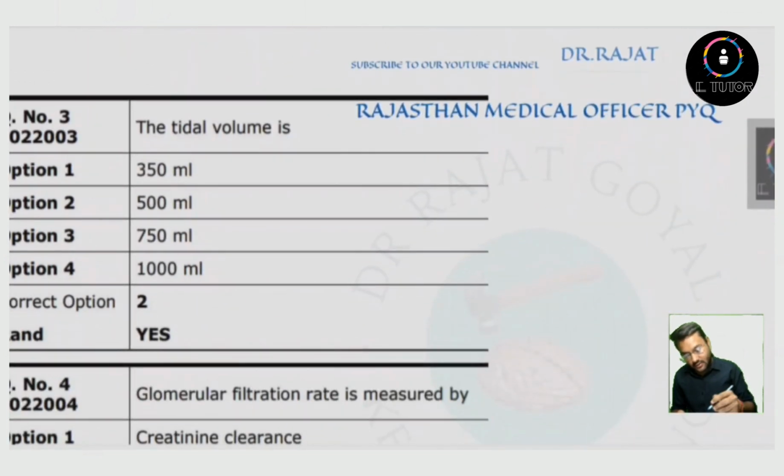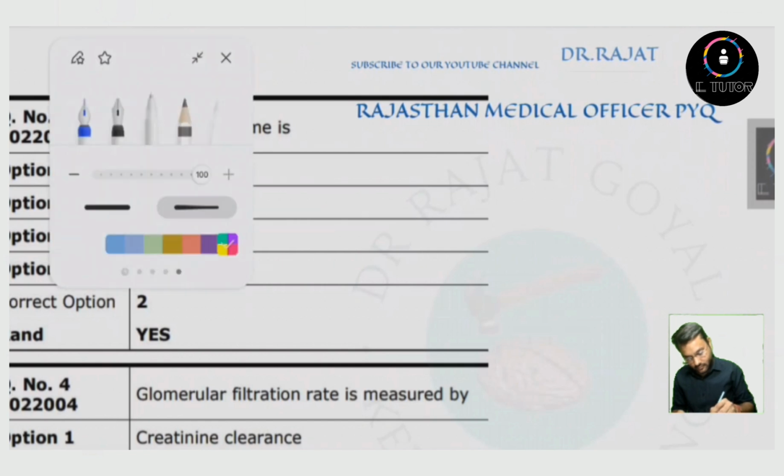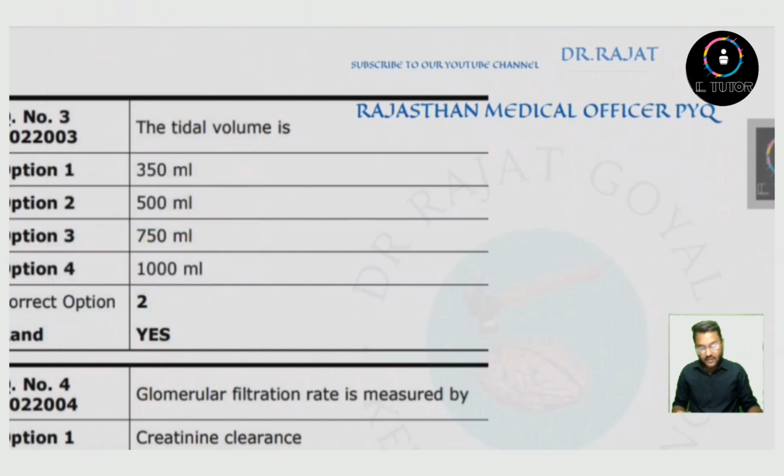First question is, the tidal volume is. So tidal volume is the amount of the air that is exchanged between the environment and the lungs during the normal expiration and inspiration. The tidal volume is 500 ml, and it is the amount of the air that is exchanged between the lungs and the environment.